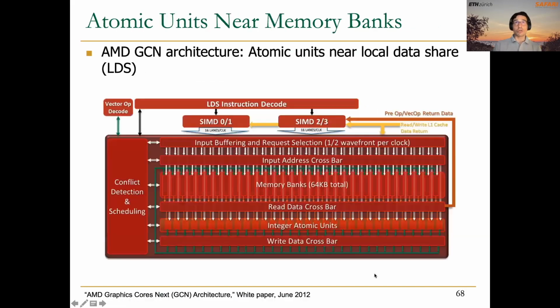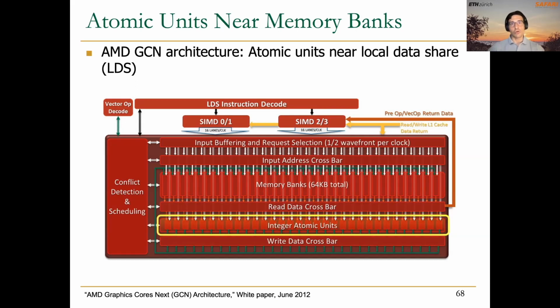I don't have any figure representing these atomic units near the memory banks in the shared memory of NVIDIA GPUs, but something pretty similar already exists in AMD GPUs. This is a figure from a white paper from the GCN architecture from 2012, where we can clearly identify these atomic units near the memory banks in the equivalent to the shared memory in AMD GPUs, which is called the local data share.